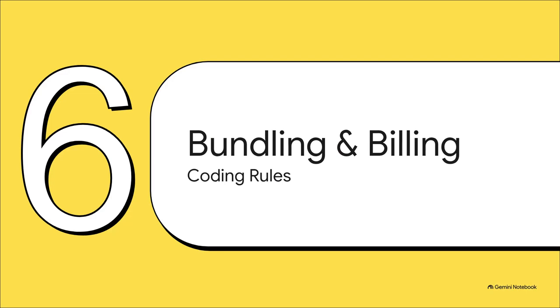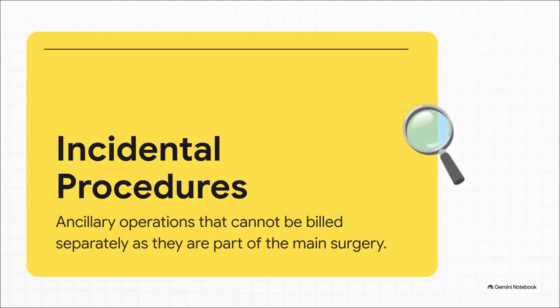And finally, Section 6, Bundling and Billing Rules. You really have to keep a sharp eye on incidental procedures. These are ancillary operations that are just a necessary part of the main surgery. For instance, creating an incision to start an open surgery and then stitching it up at the end. Totally incidental. You cannot unbundle that for extra cash unless the surgeon meticulously documents that significant, extensive, extra labor was required, like complex tissue rearrangement.